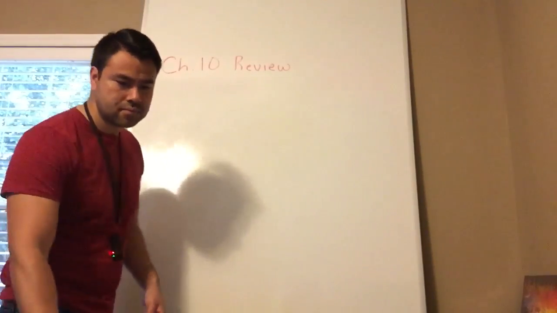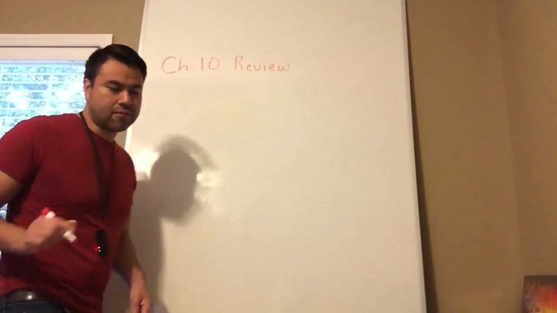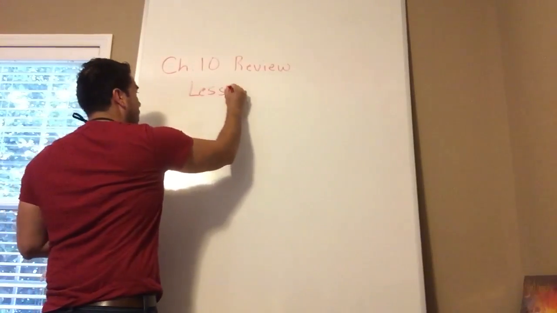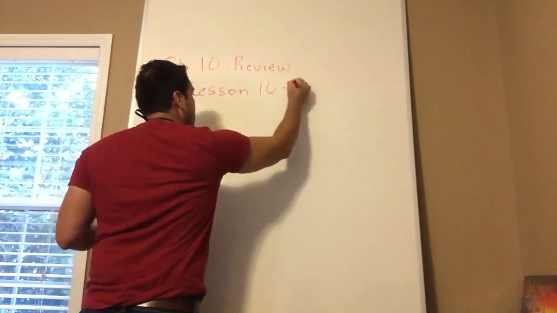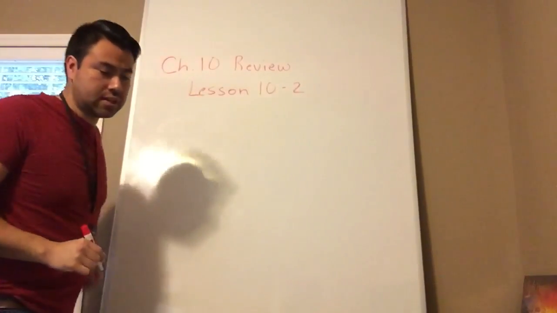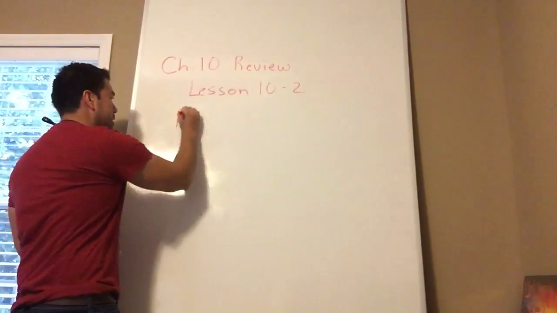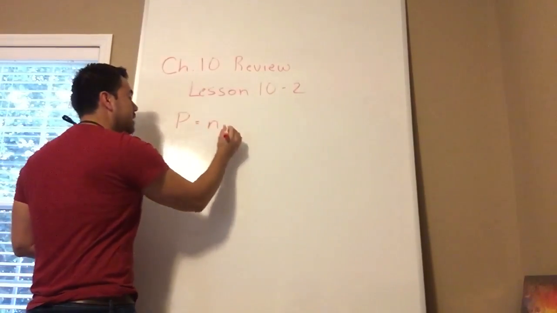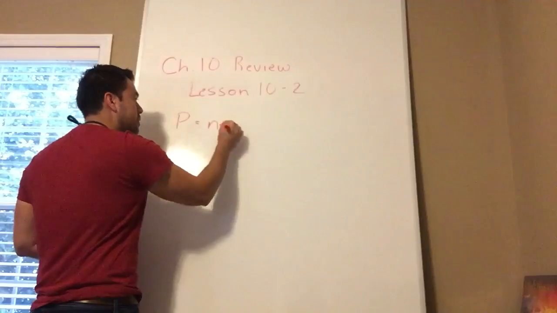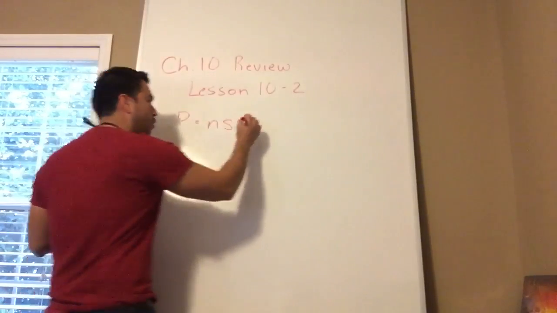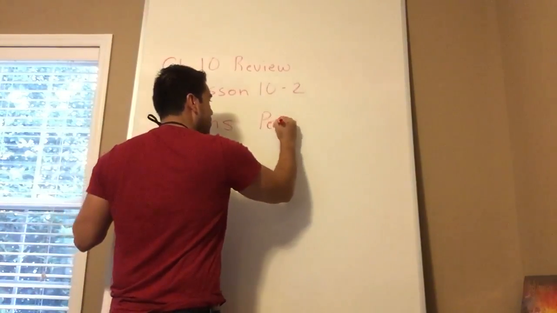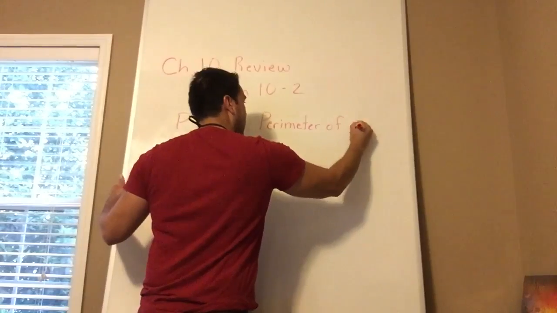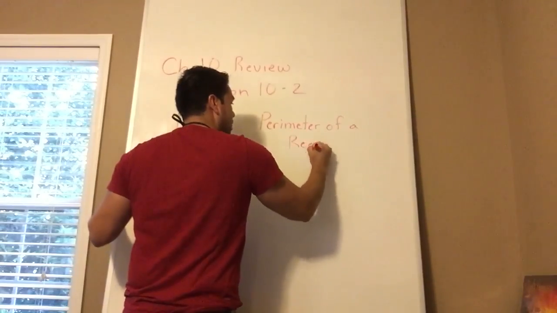Okay, so right now we have Lesson 10-2, so I'm going to go in order. You have two formulas that you need to know. The first formula is the perimeter of a regular polygon: the number of sides times the length of each side. So this is for the perimeter of a regular polygon.